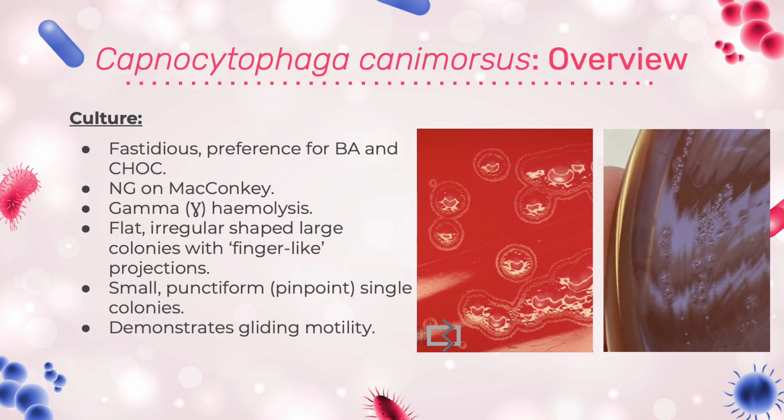And the colonies, when they do grow in their clusters, grow with an interesting morphology, so they have a strange irregular shape with these little finger-like projections, which is quite unique. But when they are isolated in the form of a single colony, they tend to be punctiform, which is a fancy way of saying pinpoint, especially early on in the incubation process, so around that 24 to 48 hour mark.